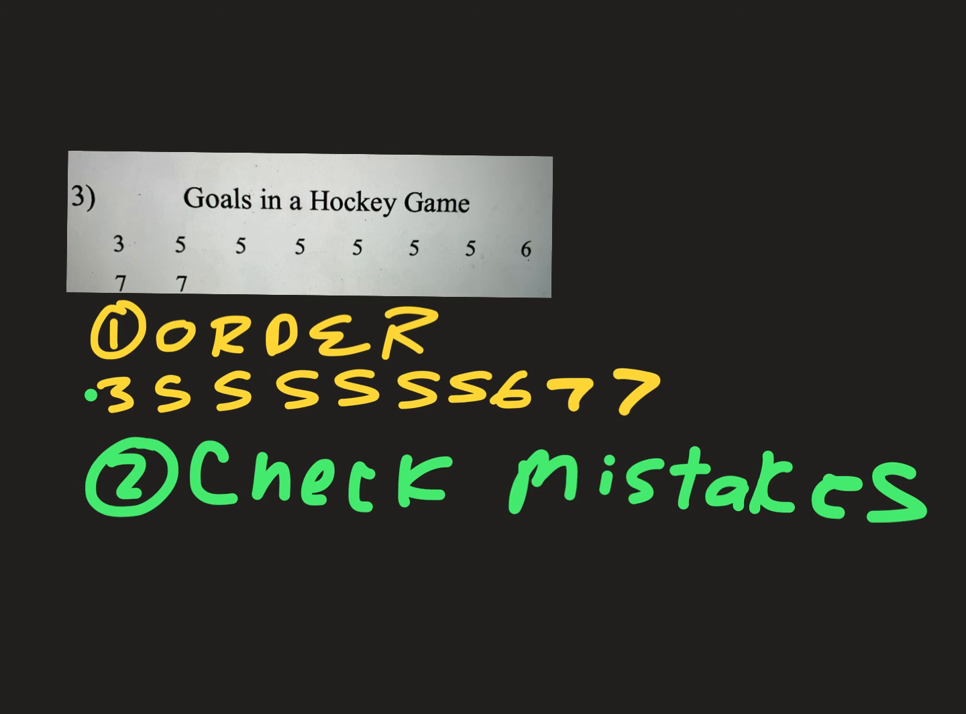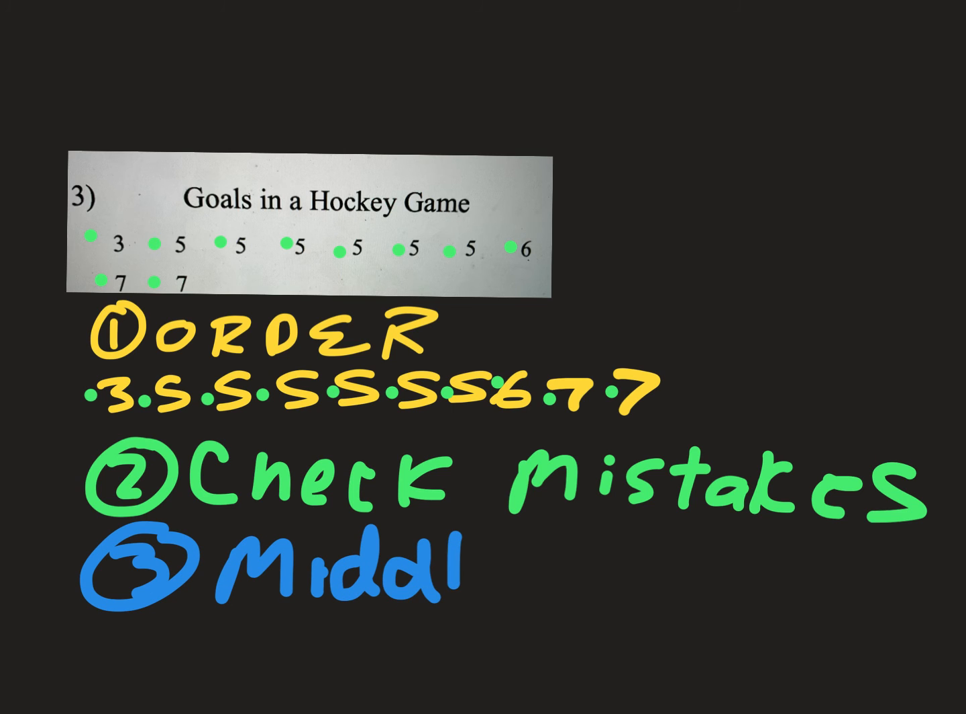And so I have 1, 2, 3, 4, 5, 6, 7, 8, 9, 10 numbers in my list. And 10 numbers in the original list. So I'm probably correct. And now for step 3, we need to find the middle, right? So if I'm looking at this list, there are 10 numbers. So that means there's 1, 2, 3, 4, and 5. And then on the other side, I have 1, 2, 3, 4, and 5.